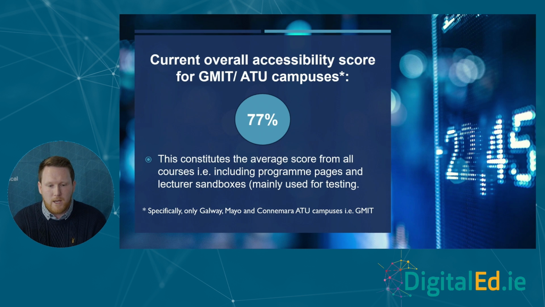Currently, our overall accessibility score for the entire Moodle site, which, just to be specific, only includes the former GMIT courses, so the Galway-Mayo ATU campuses and so on, because that's when it was introduced. In the future, we'll join this all up together. But currently, it's 77%, which is actually quite high. And that's as of the end of April.